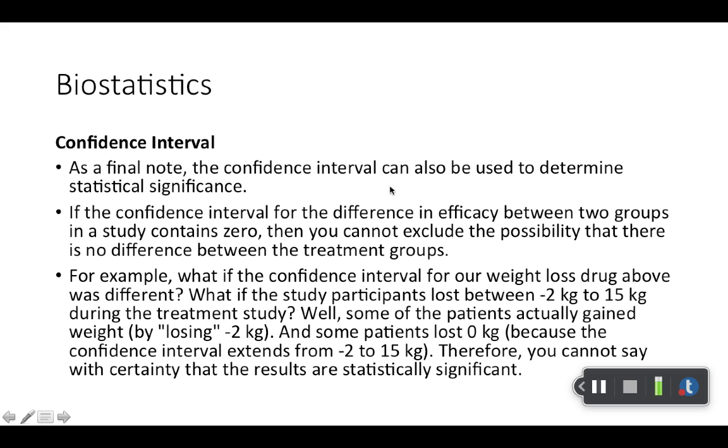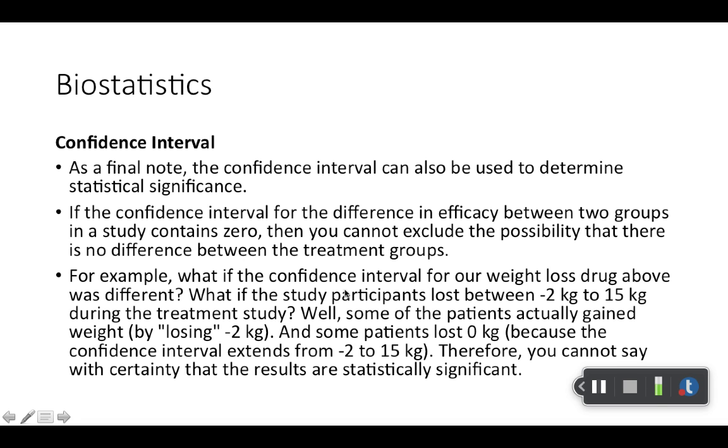The confidence interval can also help with determining statistical significance. If the confidence interval for the difference in efficacy between two groups in a study contains 0, then you cannot exclude the possibility that there is no difference between the two treatment groups.